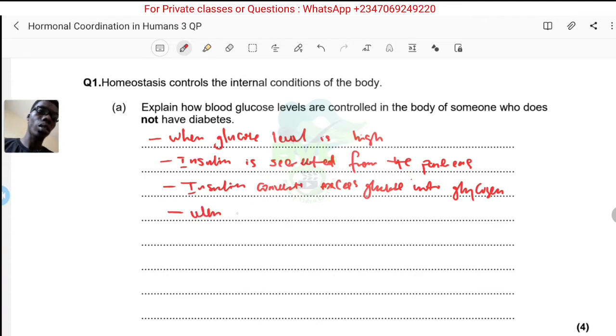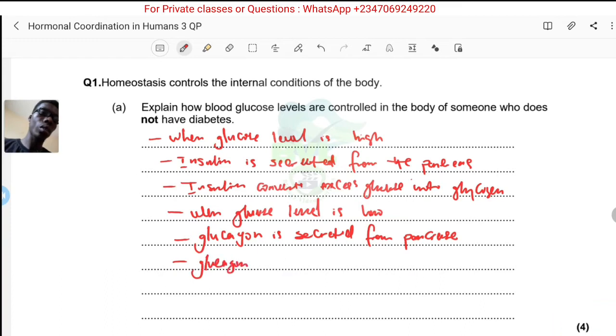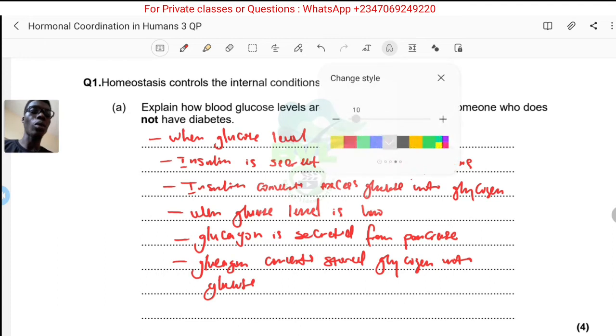When glucose level is low, glucagon is secreted from the pancreas. Glucagon converts stored glycogen into glucose. Now, quickly, I want you to pay attention to what I'm going to be highlighting now.